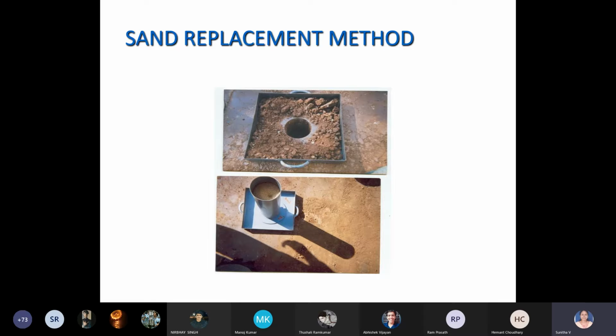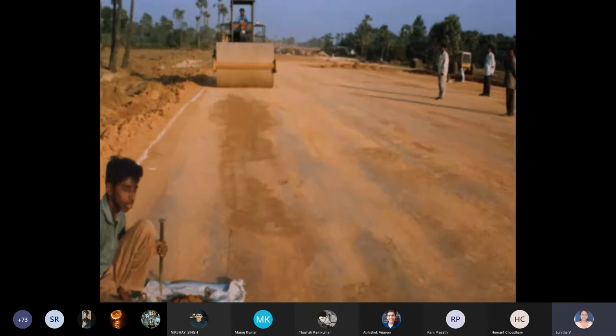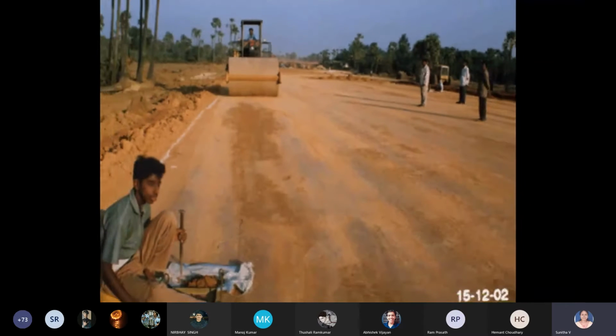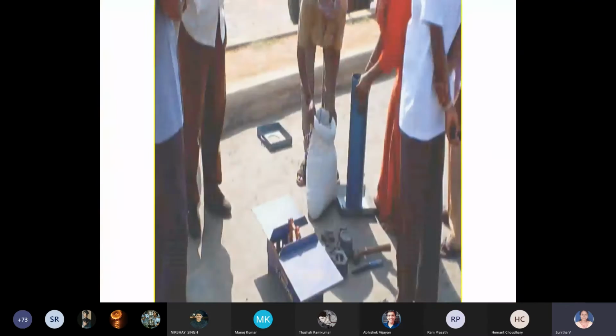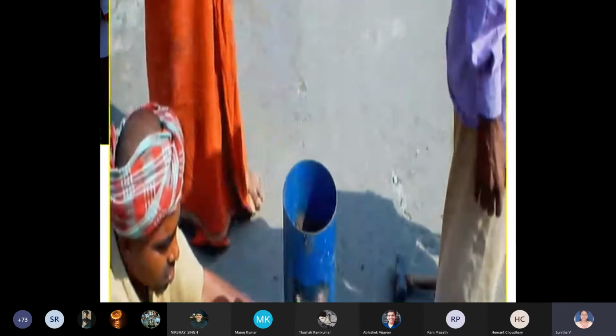From this you can get the density. I'm not explaining in detail. I hope everybody knows this; else you just tell me, I don't mind explaining. So in the field you have to do this sand replacement method.